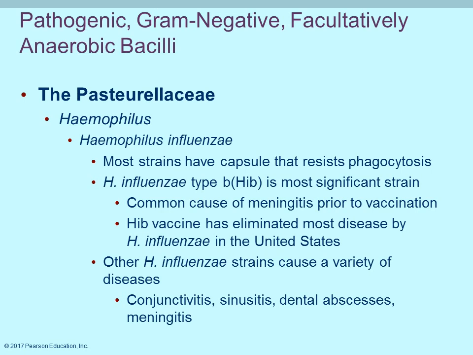Haemophilus influenzae have a capsule that, once again, if it has a capsule, that is a virulence factor that tends to help to resist phagocytosis. Haemophilus influenzae type B, also known as Hib, is the most significant strain of these. It can cause meningitis. Because of the vaccination program, the number of cases is greatly reduced.